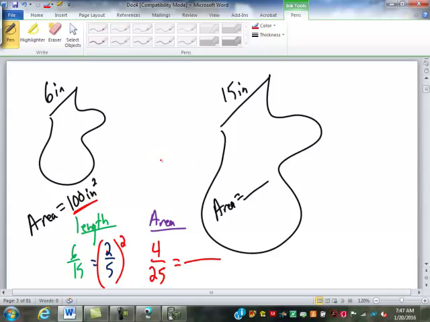Where does the 100 go? It came from with the 6, right? 6 is on top, so 100 goes on top. So cross multiply and divide, we're going to get 625 here. So that is an area of 625.